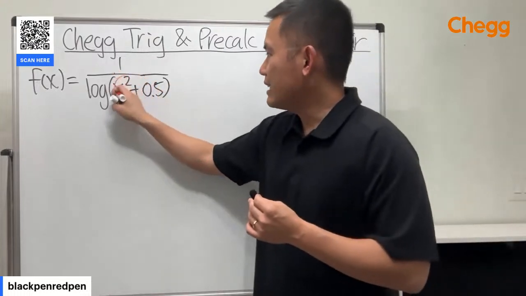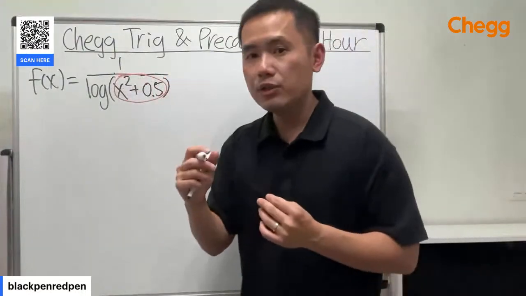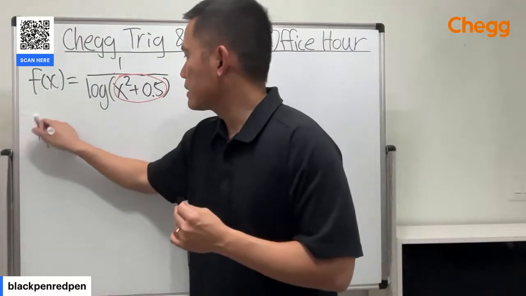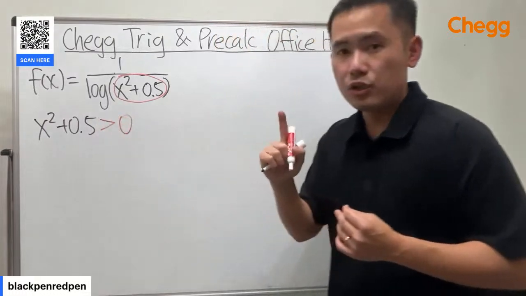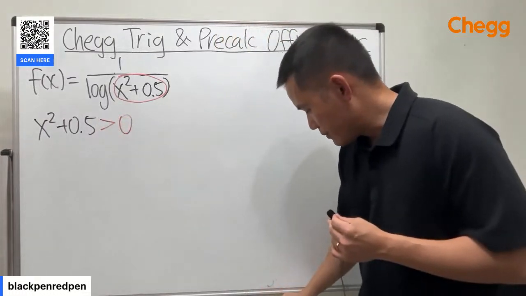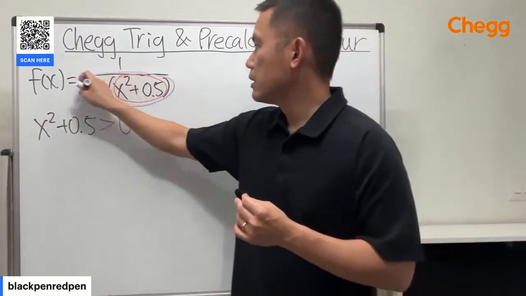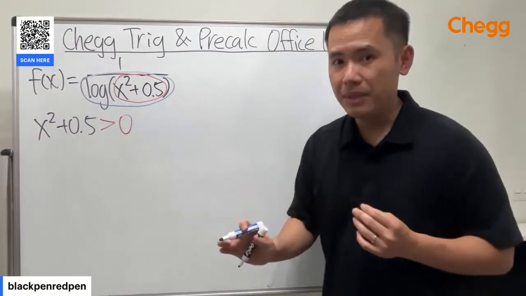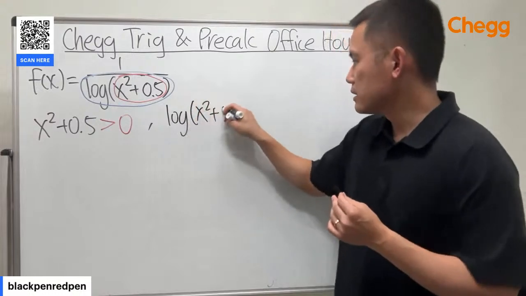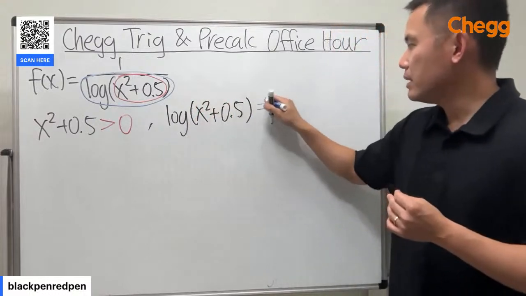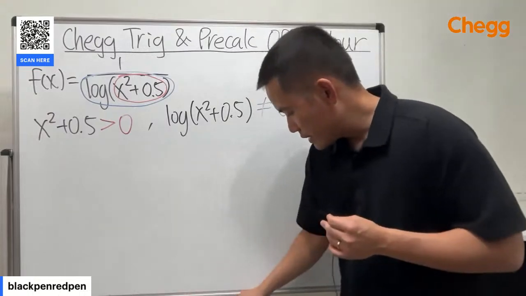Okay, first thing first, inside of the logarithm, you have to make sure it's greater than 0. So x squared plus 0.5 has to be greater than 0, condition 1. Now, condition 2, the whole denominator, which is this right here, the whole denominator cannot be equal to 0. So I will write log of x squared plus 0.5 cannot be equal to 0. Okay, let's just solve it.